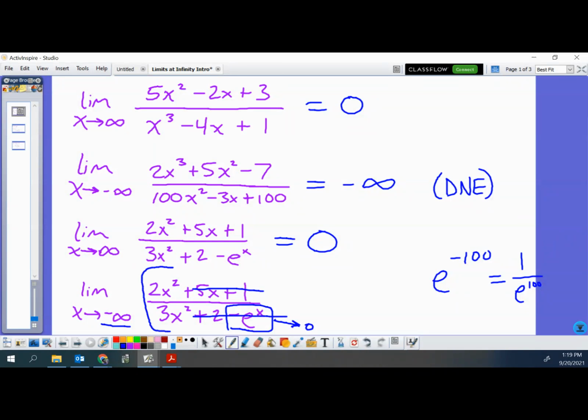And now we're looking at just these two terms. They have the same degree. So what you have is 2 times a really, really big number divided by 3 times the exact same really, really big number. And so if you remember your rules from rational functions, when you have the same degree on top and bottom, you take the ratio of lead term coefficients, 2 over 3. And that's what we'll end up doing here. And so the limit here is actually 2/3.